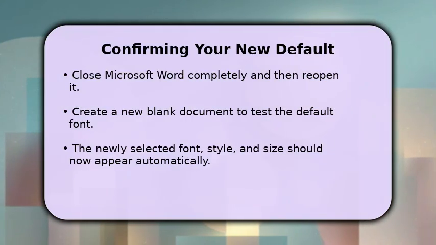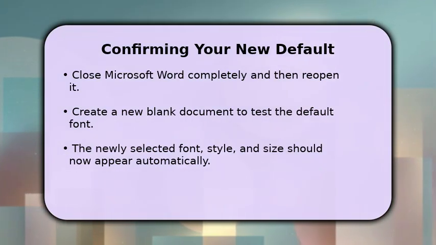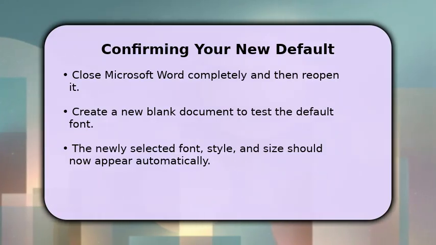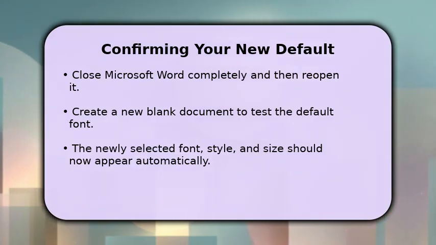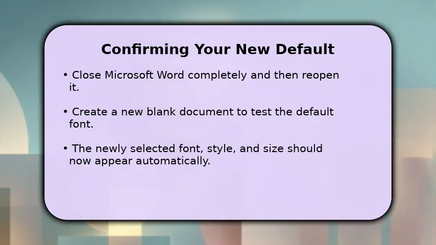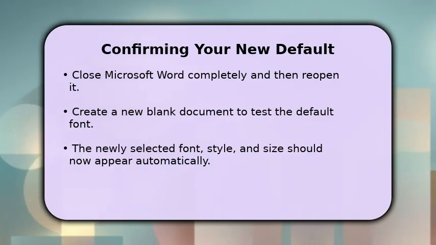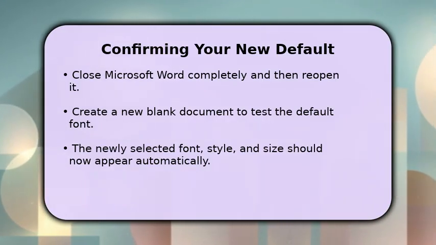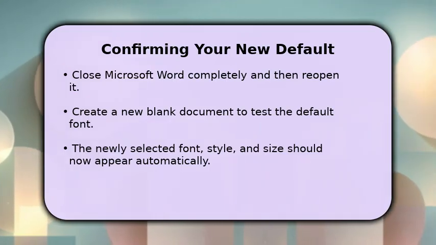To confirm your changes, close Microsoft Word entirely and then launch it again. Open a brand new blank document. You should immediately see your newly chosen font, style, and size applied automatically. This confirms that your default font settings have been successfully updated for all future documents you create.